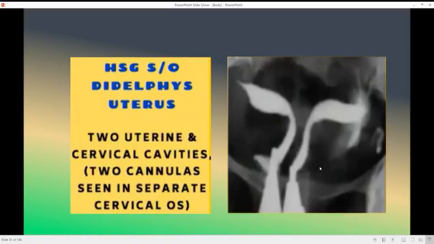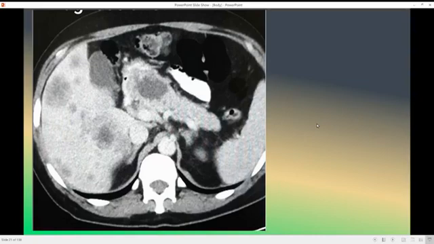Okay, we have the answer here. It is a hysterosalpingogram with uterus didelphys, as we see here, two uterine cavities with each speculum and two cervices. Two cervical os separately. So this is uterus didelphys. Okay, we move to the next case. What do you think the next case patient has?